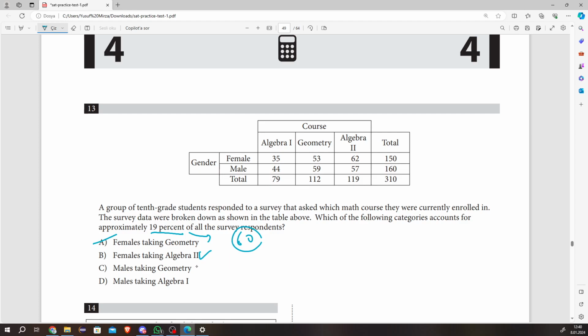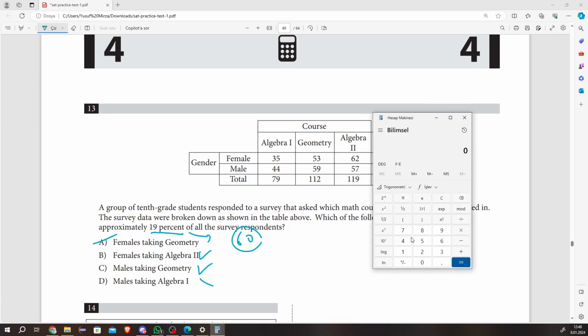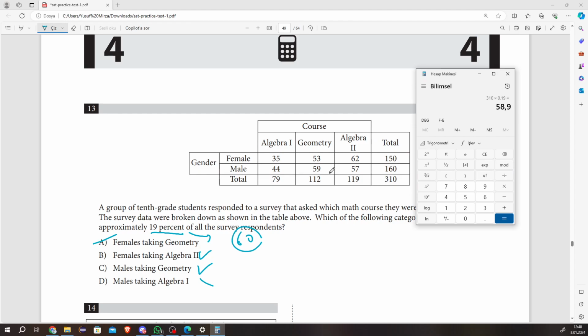It can be also, let's look at the calculator, algebra, male takes calculator. Let's use calculator. I'm opening it on computer. So we are seeking for, let's multiply with 0.19, and it's like 59, and males taking geometry, yeah, it's true.